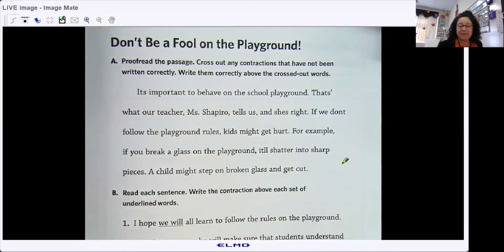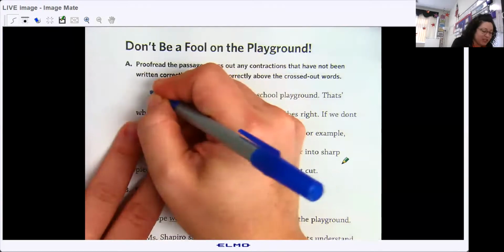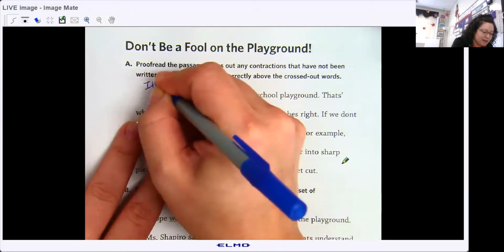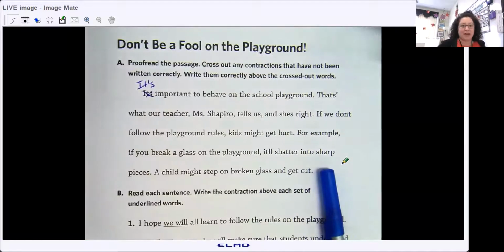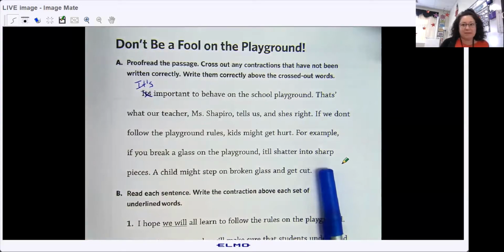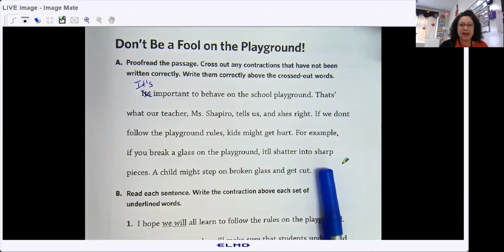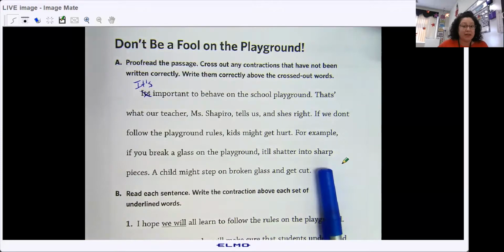Did you see a mistake? It should be, it is, which means it should have our apostrophe on there. Okay, got to have an apostrophe, otherwise it's not written correctly. That's what our teacher, Miss Shapiro, tells us, and she's right.